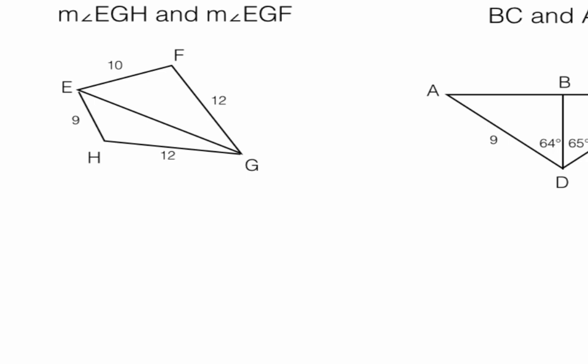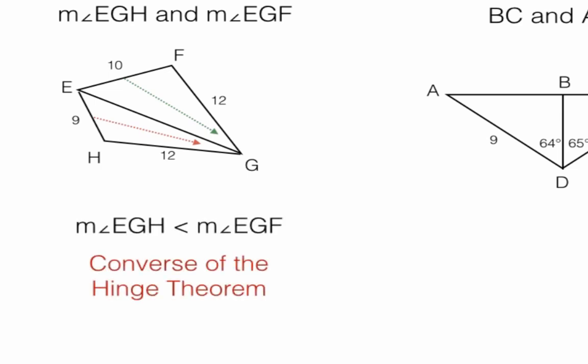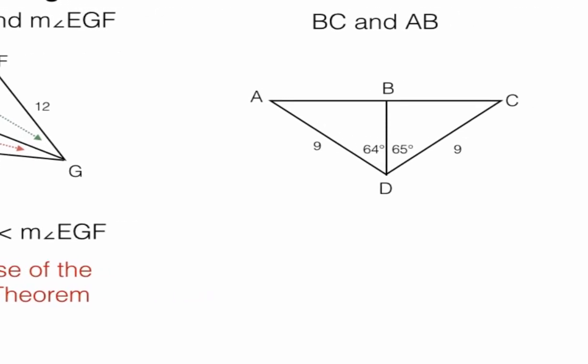Looking at EF, I know that this measure is 10. Looking at EH, I can see that this measure is 9. All I need to do now is go opposite to the side EF, and I see the angle EGF. Because 10 is larger than 9, this immediately means that angle EGH is smaller than angle EGF. This is the converse of the Hinge theorem, because the conclusion here is about the ordering of the angles and not the sides.